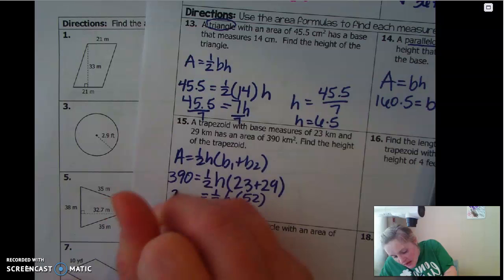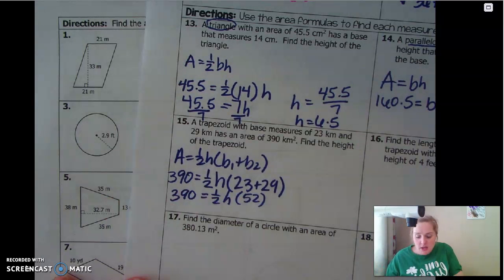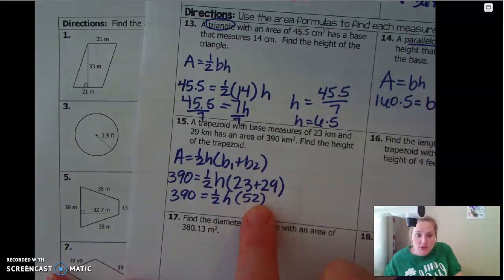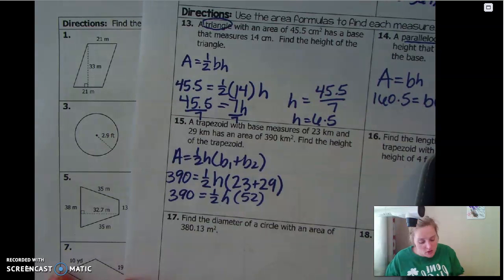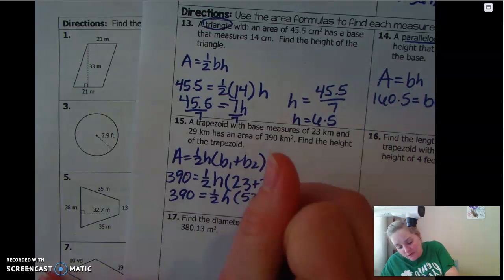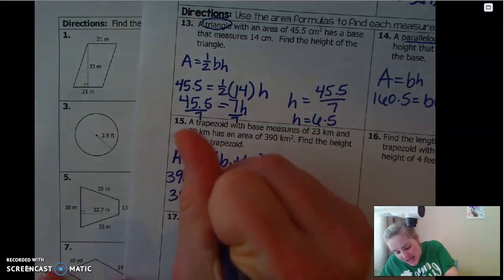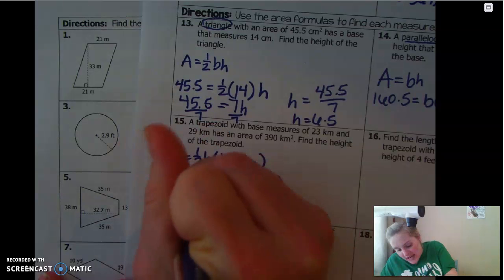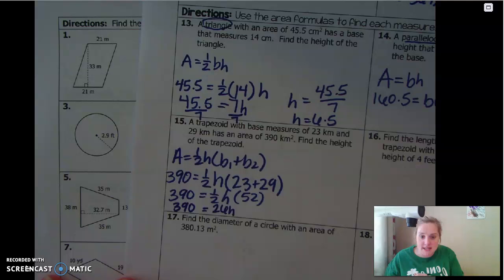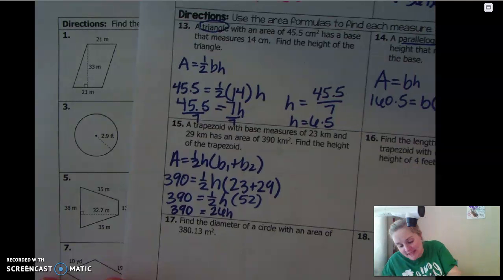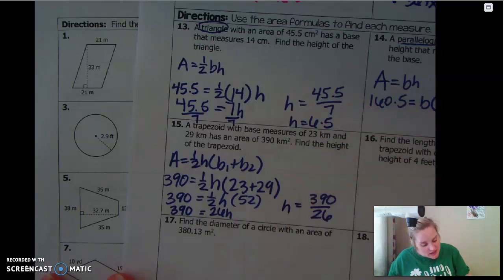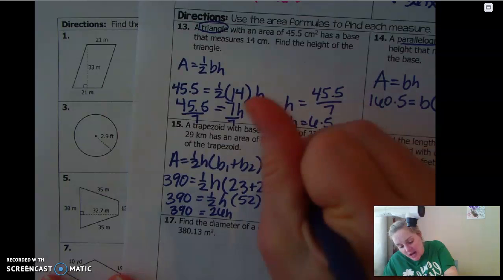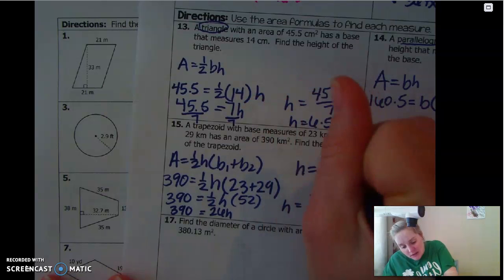Okay? There's different ways that you could work this out. I am going to just take half of 52, but you could simply divide by 52, multiply by 2. There's lots of different ways to do it. Whatever you feel comfortable with your algebra skills, you can do that. I just took half of 52, so that's going to give me 26h on this side. 390 is still over there. To get h by itself, I'm going to divide by 26. So h equals 390 divided by 26. 390 divided by 26 gives me 15. So the height is 15 kilometers.